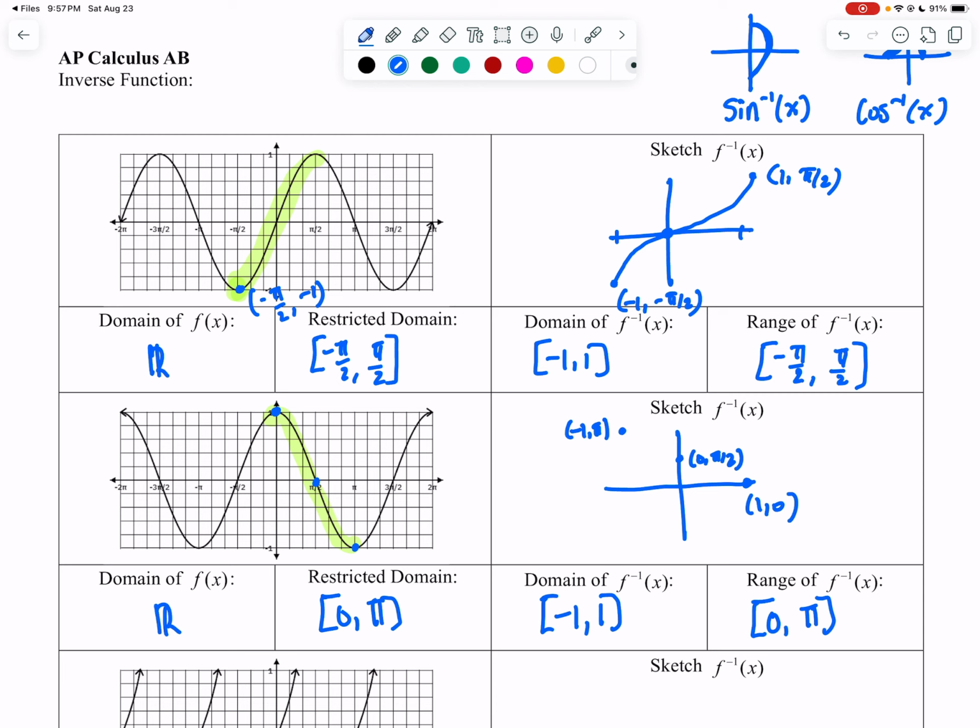And then we'll just try and sketch this and see what goes on here. Something like that, all right?